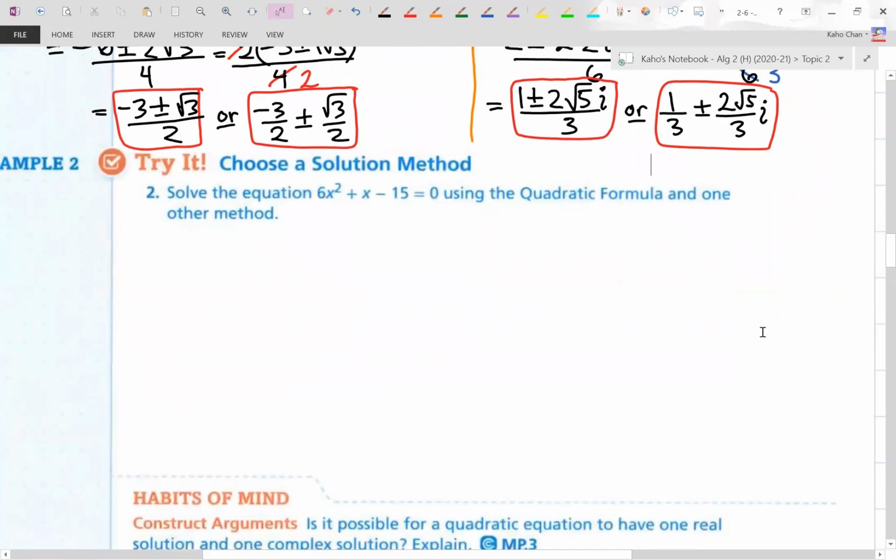All right. Identify A, B, and C. Here we go. A is 6. B is 1. There's a missing invisible number in front of x. And C, of course, is negative 15. Let's use the quadratic formula. Here we go.